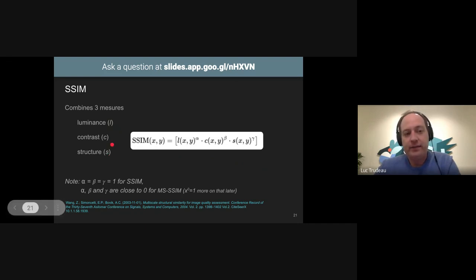SSIM has three different measures. It'll measure luminance, it'll measure contrast, and it'll measure structure. You can see those as L, C, and S here. And you can see these little alpha, beta, and gamma values. We'll get to those later. For now, just assume they're not there.